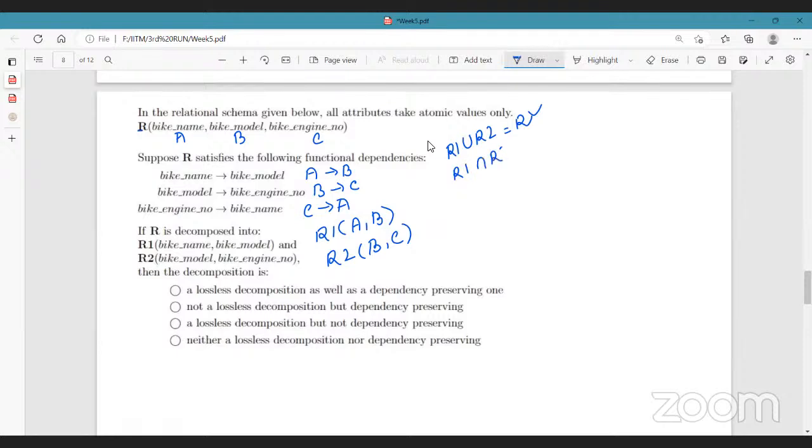Intersection should not be null. Right. So is that satisfied? Yes, ma'am. B is also satisfied. That is the common element. Yes, that's right. B is the common element.